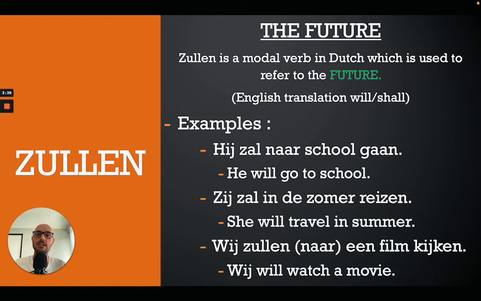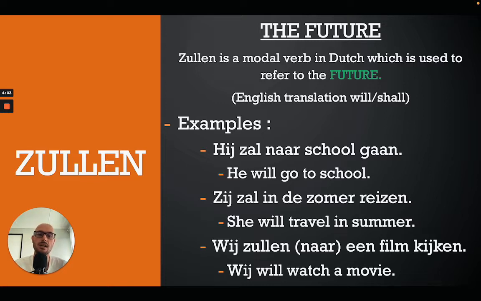And now we'll take a look at what it refers to, and that is the future. Zullen as a modal verb, mainly, I mean there's also other references it can make, but today we're just going to focus on the future. Zullen is a modal verb in Dutch which is used to refer to the future. So an English translation can be will or shall. We'll take a look at the examples.